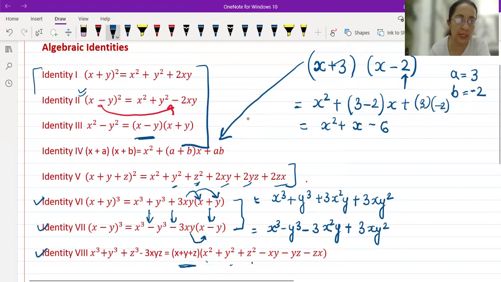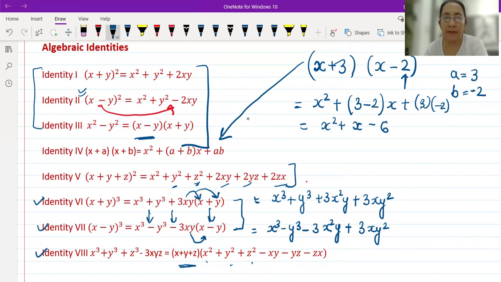The first 3 are the basic ones. x plus y whole square is x square plus y square plus 2xy. x minus y whole square is equal to x square plus y square minus 2xy. Third identity, x square minus y square gives you x minus y into x plus y. And fourth, x plus a into x plus b, where a and b are the constants here. Open the bracket and you will have x square plus a plus b x plus ab. Fifth identity, x plus y plus z whole square is equal to x square plus y square plus z square plus 2xy plus 2yz plus 2zx.